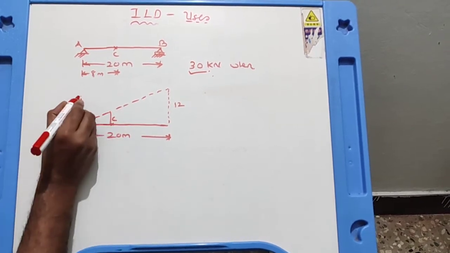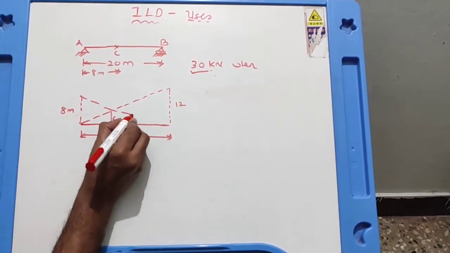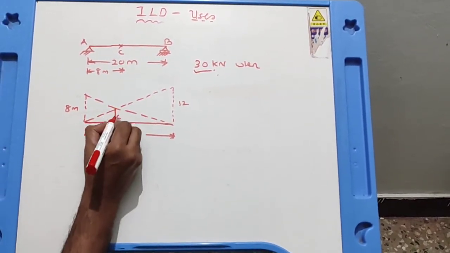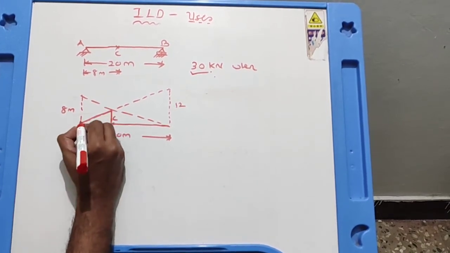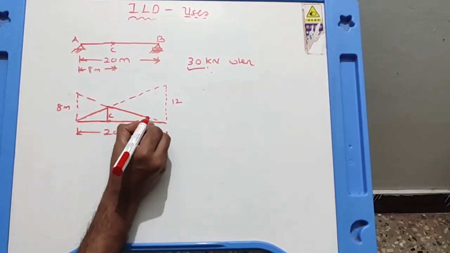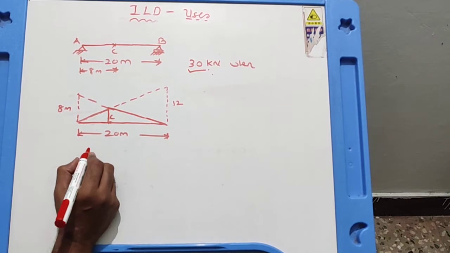Then join this. So this is section C. Darken this line. Darken this line. So this is the influence line diagram for shear force at C.